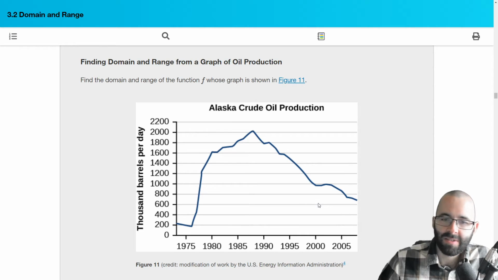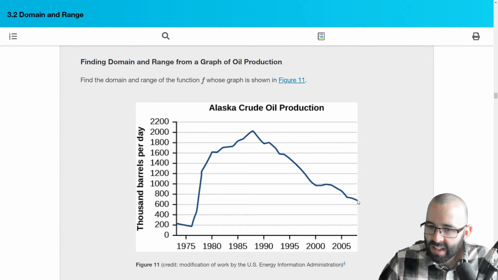Then we go back to this graph and say, okay, how far to the right can we go? And we have data up until about here, 2008, I'd say. It's a little bit bigger of a gap than this. 2008 or so.